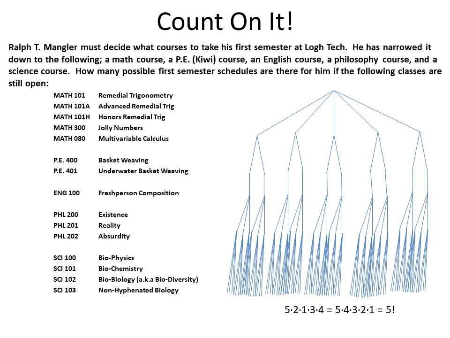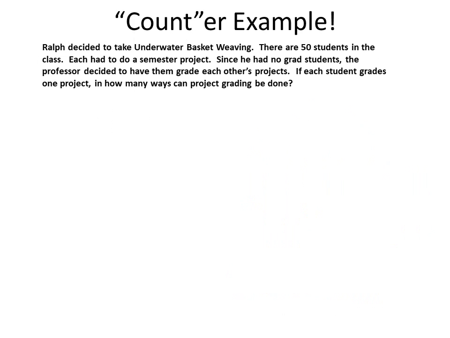So altogether, there would be 5 times 2 times 1 times 3 times 4. Typically, we rearrange that and write it as 5 factorial. What we've done here is we've used the fundamental counting principle, which is essentially figuring out how many leaves there are in the tree.